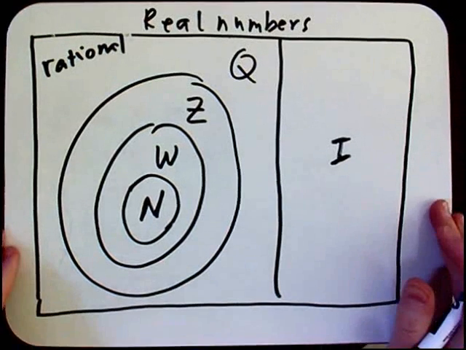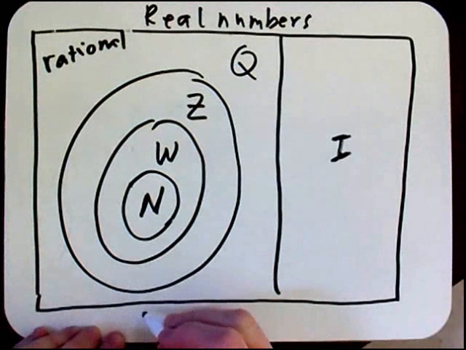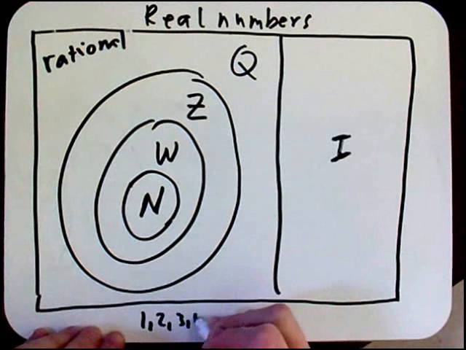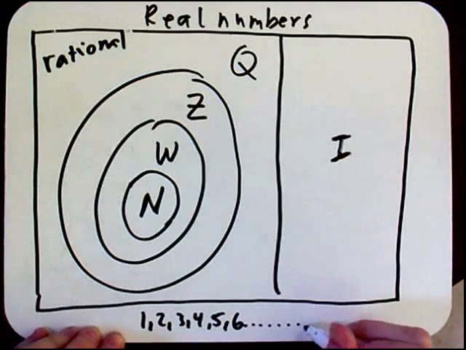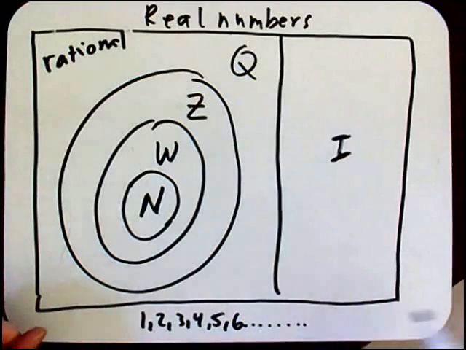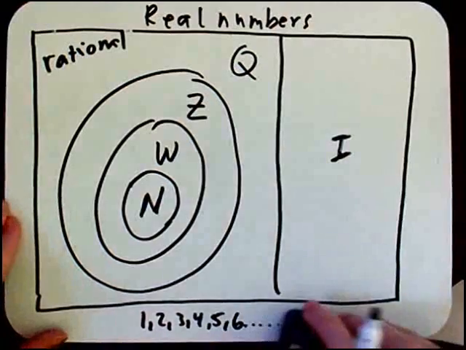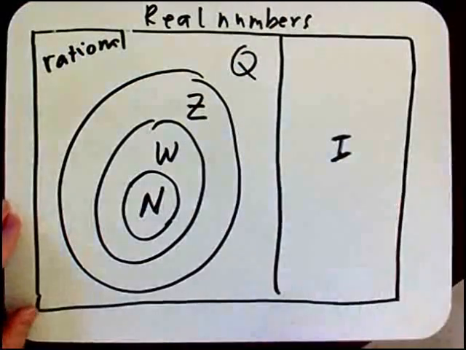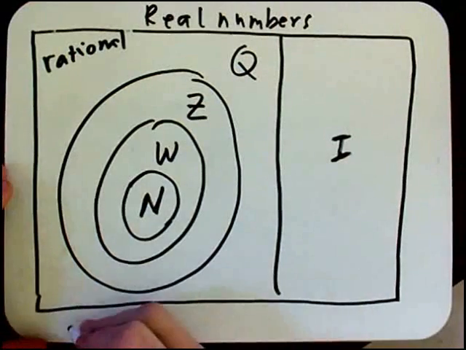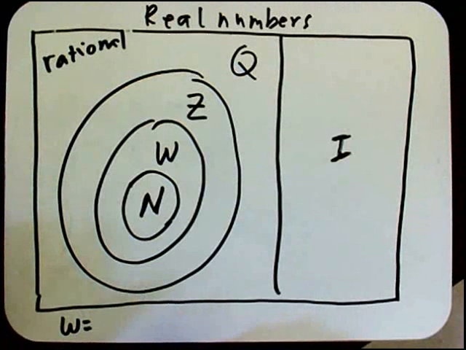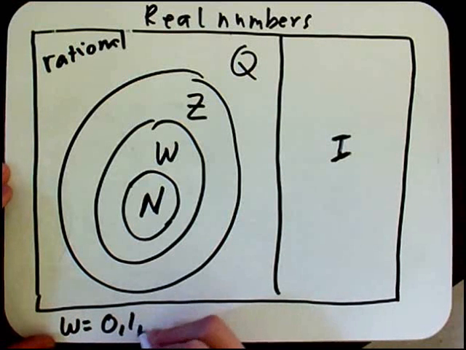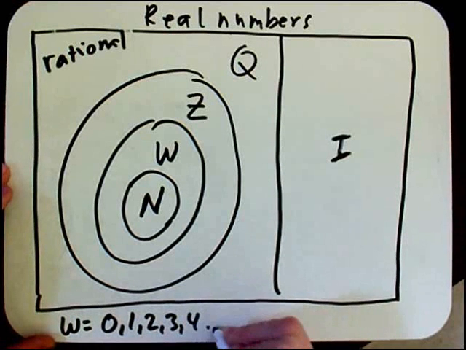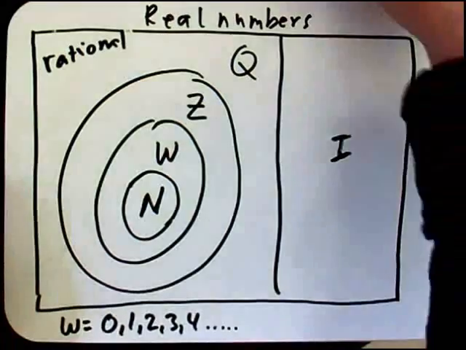Natural numbers are numbers such as 1, 2, 3, 4, 5, 6, and so on. Keep going up, starting at 1. So those are the natural numbers. Next, we're looking at the whole numbers, which is labeled with a W. Whole numbers are all of the natural numbers plus 0. So those would be 0, 1, 2, 3, 4, and so on. Those are our whole numbers.